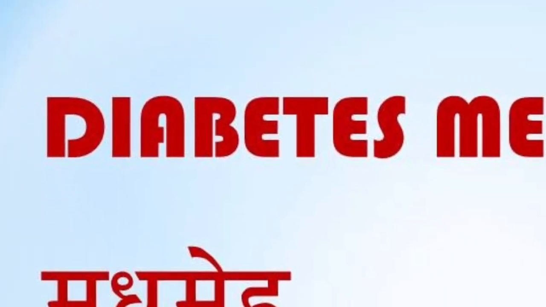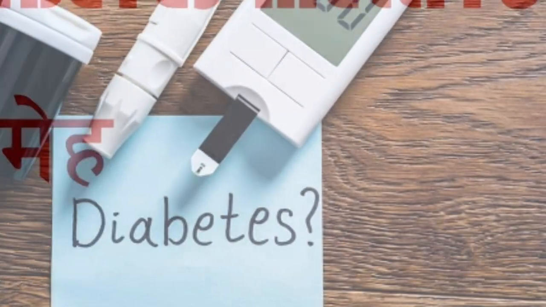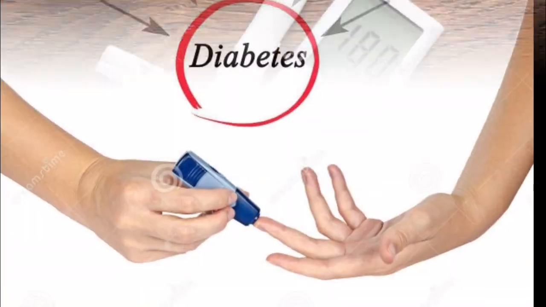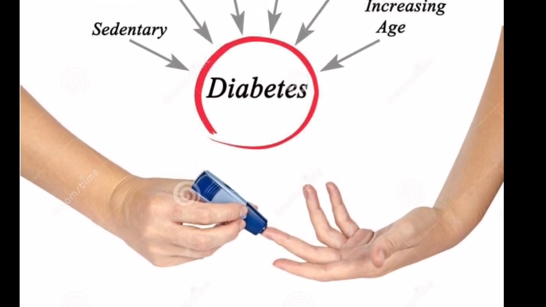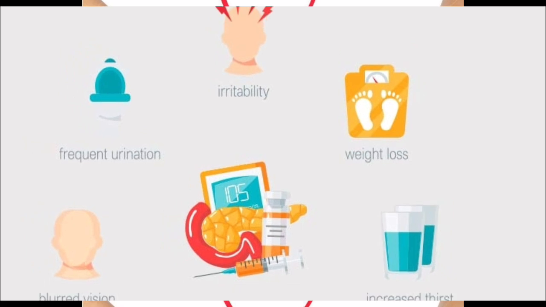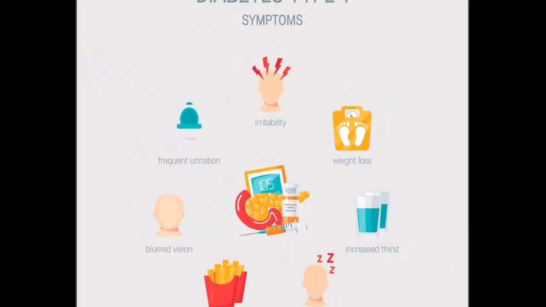Diabetes mellitus is defined as a heterogeneous metabolic disorder characterized by the common feature of chronic hyperglycemia with disturbance of carbohydrate, fat, and protein metabolism. Types of diabetes mellitus. Type 1 diabetes mellitus. It is insulin dependent and is caused by lack of insulin secretion.